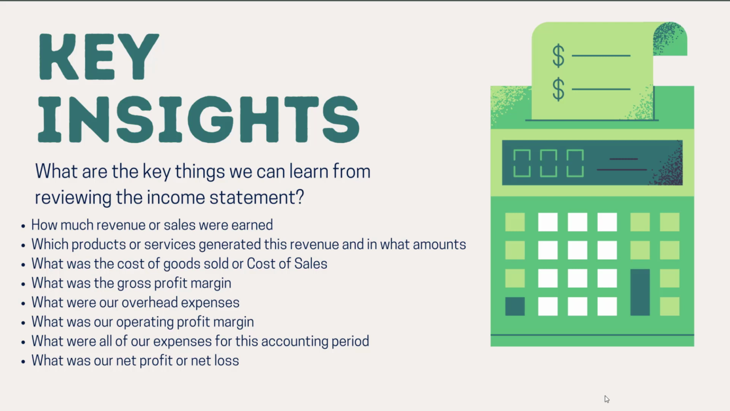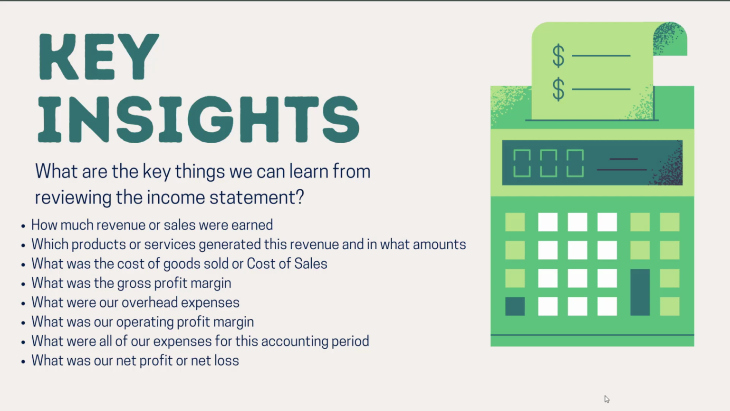Number 6, what was our operating profit margin? Number 7, what were all of our expenses for this accounting period? Number 8, what was our net profit or net loss? All of these help to tell you how well your business performed for a specific accounting period.